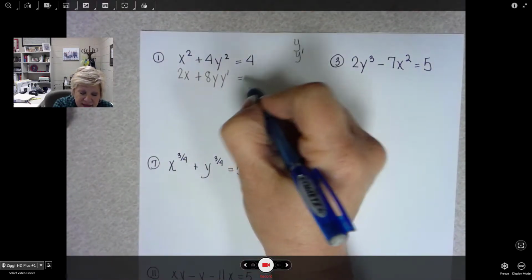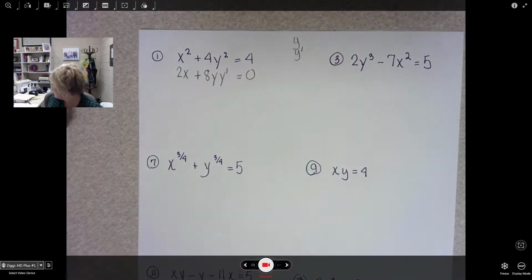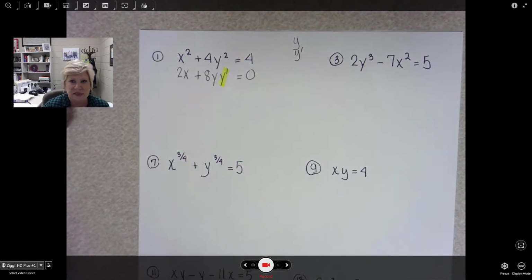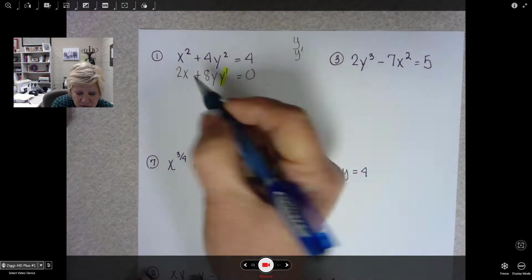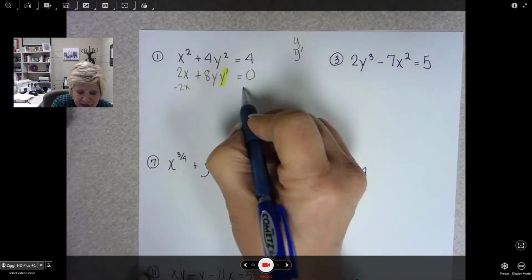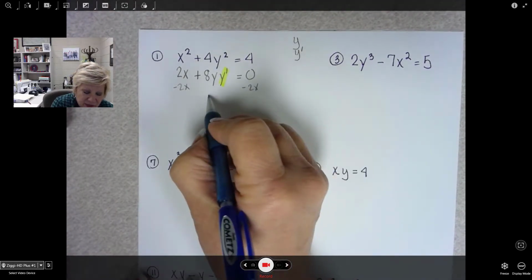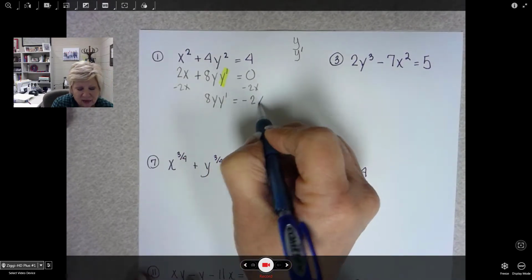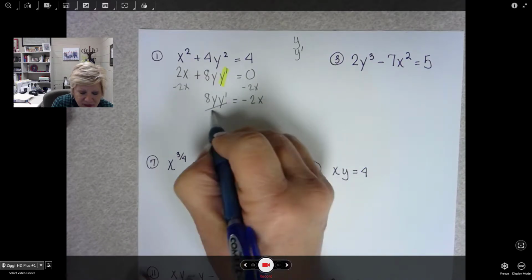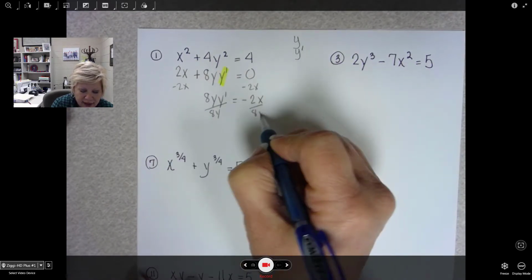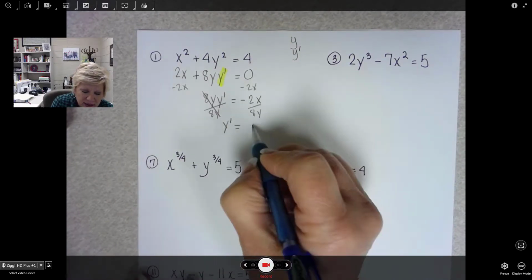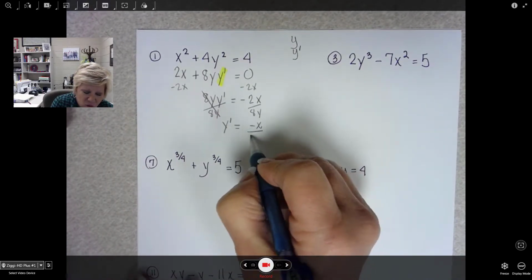Derivative of a constant is 0. So now we're solving for y prime. Don't forget that. And we need to get it by itself, which is sometimes the hardest part. Subtract 2x from both sides. And we end up with 8y y prime equal negative 2x. Just a little algebra. Divide both sides by 8y. And you're left with y prime equal negative x over 4y.